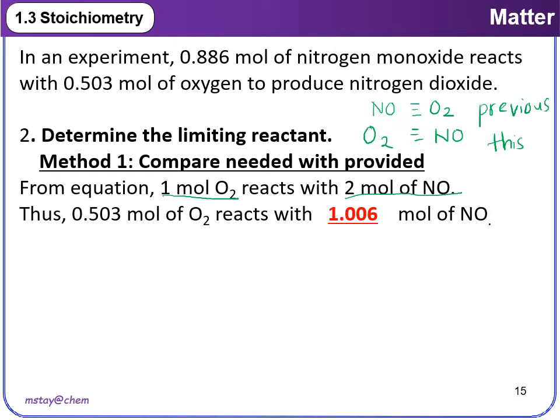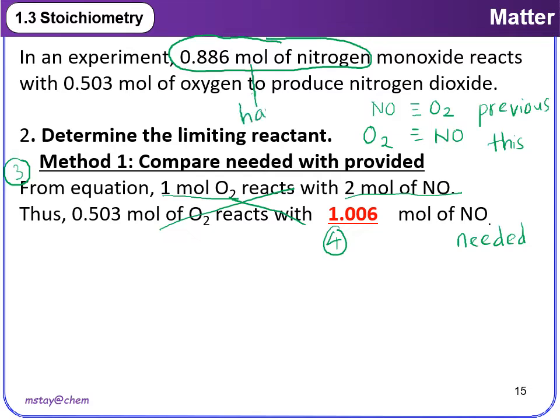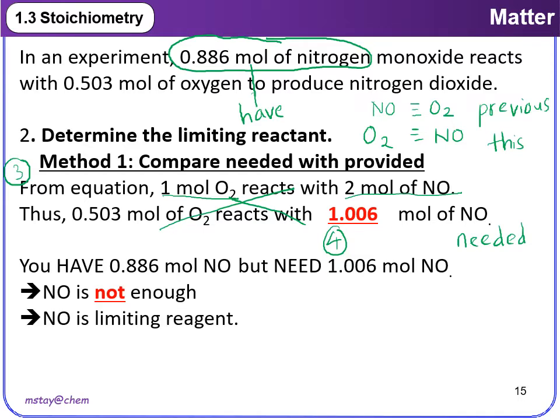So again, we repeat for the third part, do the comparison, and then we use crossover multiplication. So we get the number of mole of NO needed. Again, the number of mole in the question is the number of mole that you have. Now we do the comparison: you have 0.886, but you need 1.006, which means NO is not enough. When NO is not enough, it is the limiting reactant.